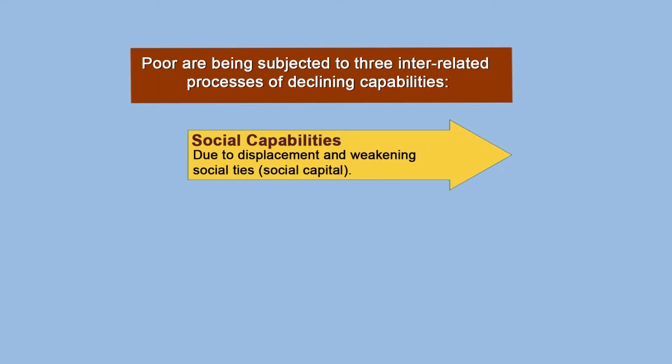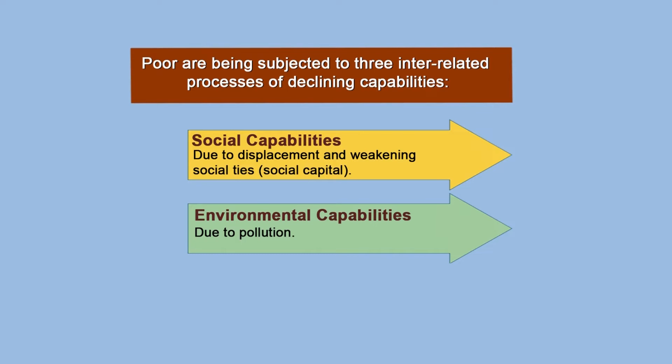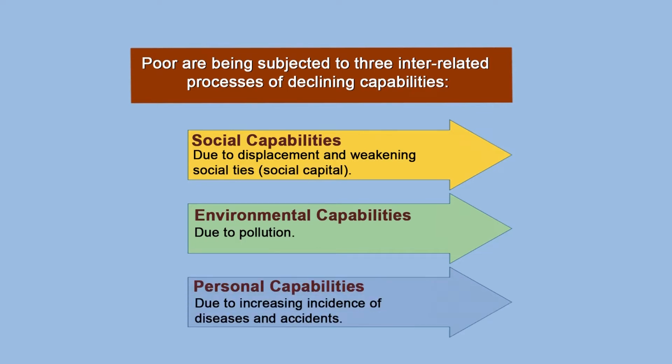Another interrelated aspect which exists in society is that the poor are being subjected to three interrelated processes of declining capabilities. 1. Social capabilities due to displacement and weakening social ties, the social capital. 2. The environmental capabilities due to pollution, and the third one is the personal capabilities due to increasing incidence of disease and accidents. This in turn has adverse effects on their quality of life and human development.